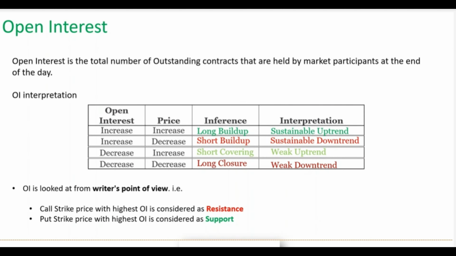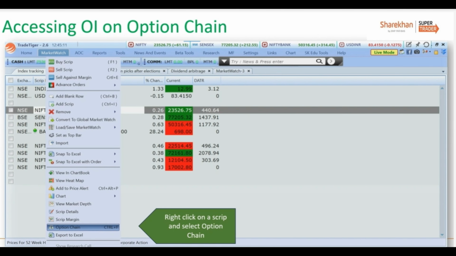And opposite to that, the put option strike price with the highest open interest will be considered as support, because a lot of people have written those puts, have short sold those puts, because they don't feel that the prices will reach that level. So the highest call open interest strike will act as resistance, and the highest put open interest strike will be considered as support.